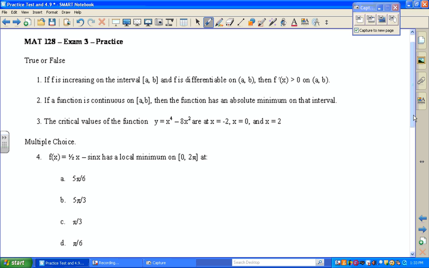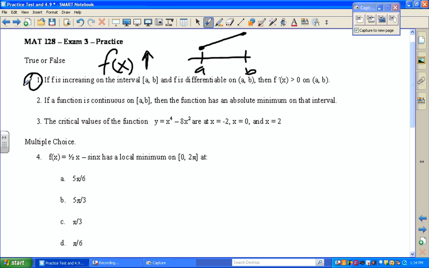If f is increasing on the interval from a to b, and f is differentiable on a to b, then the derivative is positive. That would be true. Nice, I like that.